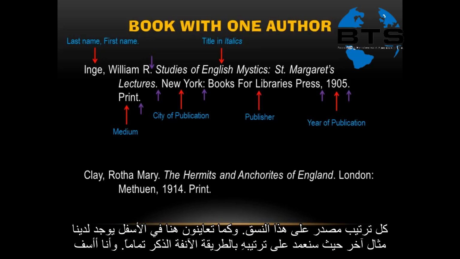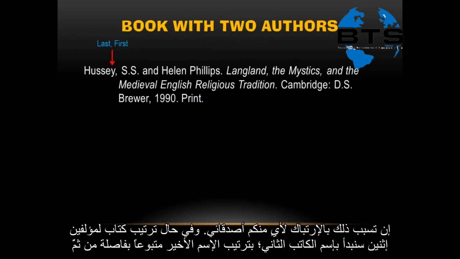And here's another example below. It's the same thing. You've got the author's name, last, first, title of the book in italics, city of publication, name of publisher, date of publication, medium. So that's the format, and everything else will build on it. Gets confusing for everybody. Sorry about that.